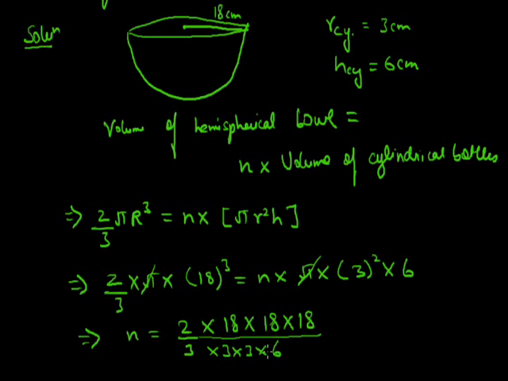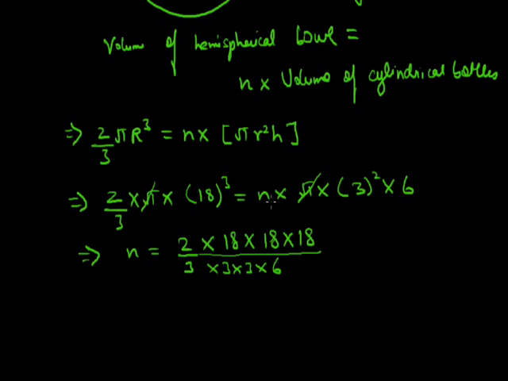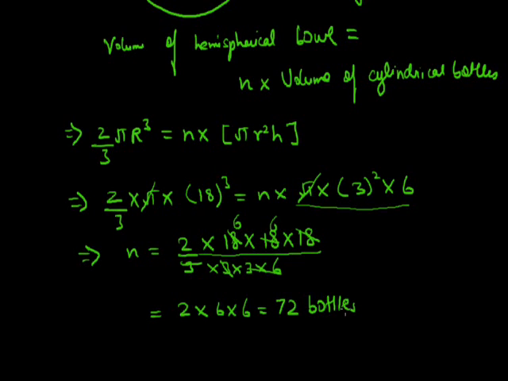When we take the part that is with n to the LHS, we get this expression. Now we solve it. 3 6 18, so this 18 will get cancelled, 3 6 18, then 3 6 18. The remaining part is 2 into 6 into 6, which is equal to 72 bottles. It means the value of n is 72. That is, 72 bottles are required to empty the liquid of the hemispherical bowl into the cylindrical bottles.